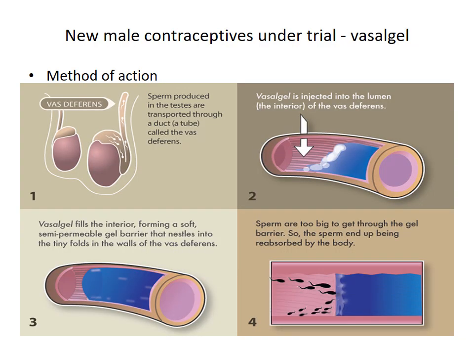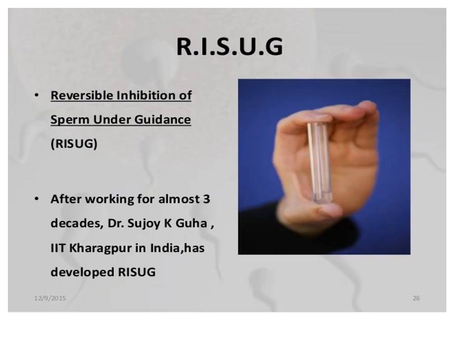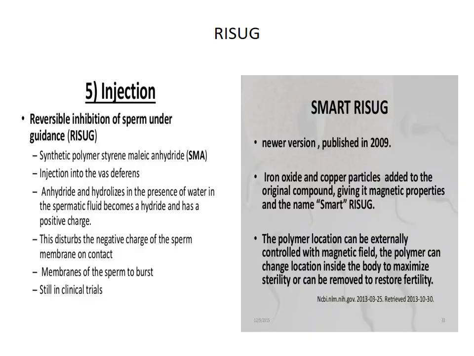One thing under trial was Vasalgel. It is a gel which is put inside the vas deferens, and when it solidifies, it doesn't allow the sperms to pass. Then there is RISUG, reversible inhibition of sperm under guidance. This was developed at IIT Kharagpur by Dr. Sujoy Kumar Guha. It changes the negative charge of the sperm, so it gets destroyed. They tried to make it smarter by putting in some copper or iron oxide particles so that it becomes magnetic, so you can see where it is going.